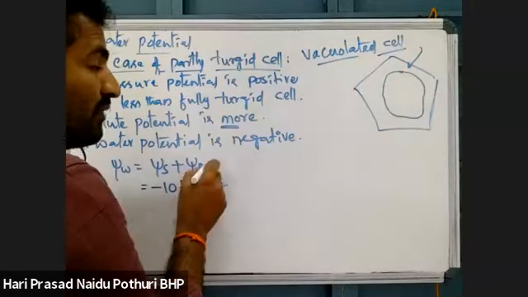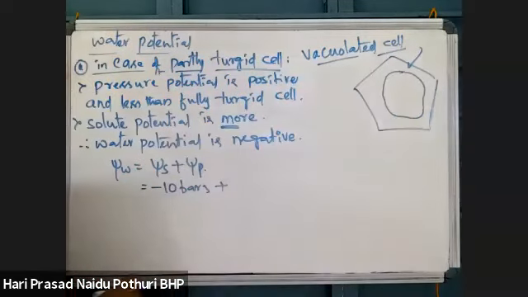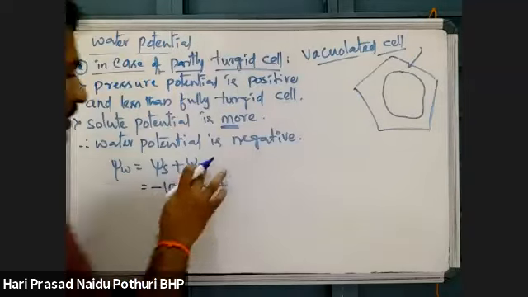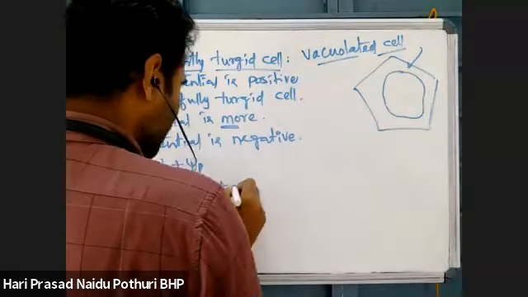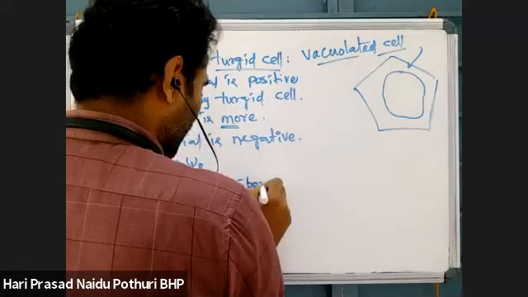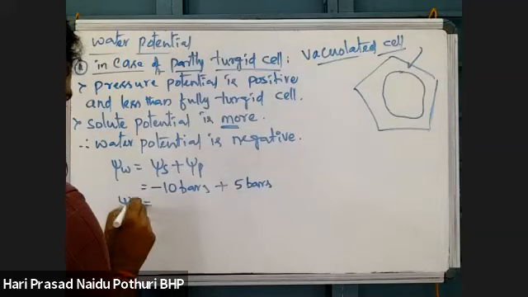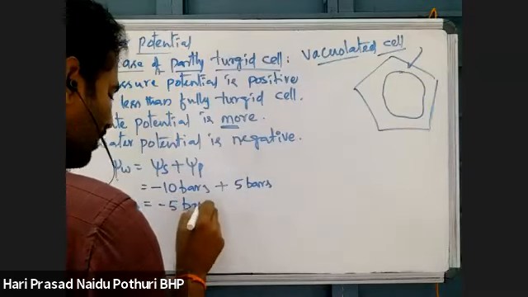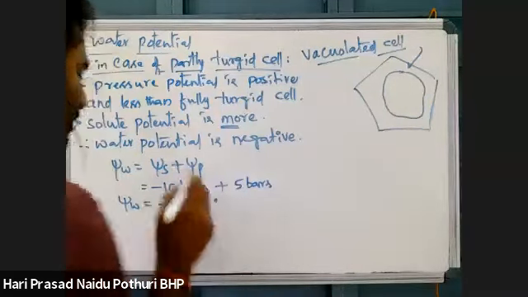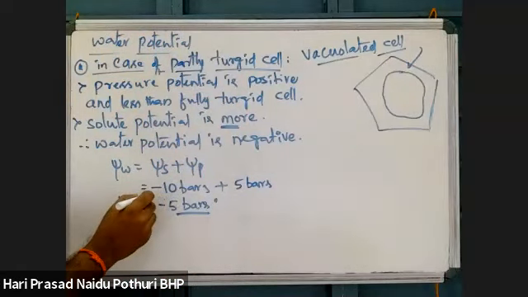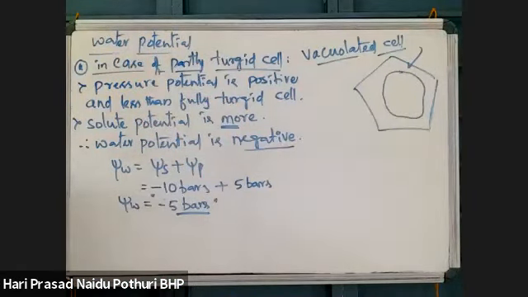Pressure potential is maximum when it is a fully turgid cell. But here it is a partly turgid cell, so pressure potential is less. Suppose 5 bars are there. Now the water potential will become minus 5 bars, which is negative. Negative potential is seen in case of a partly turgid cell, which is a vacuolated cell.